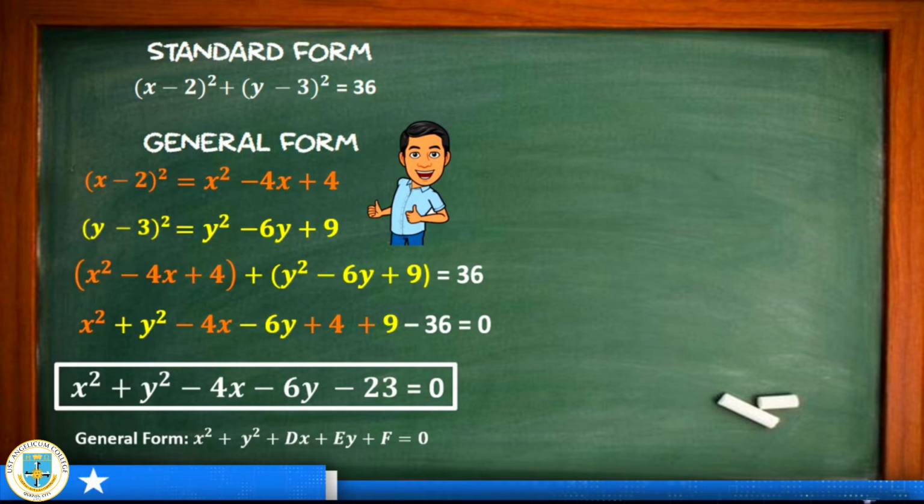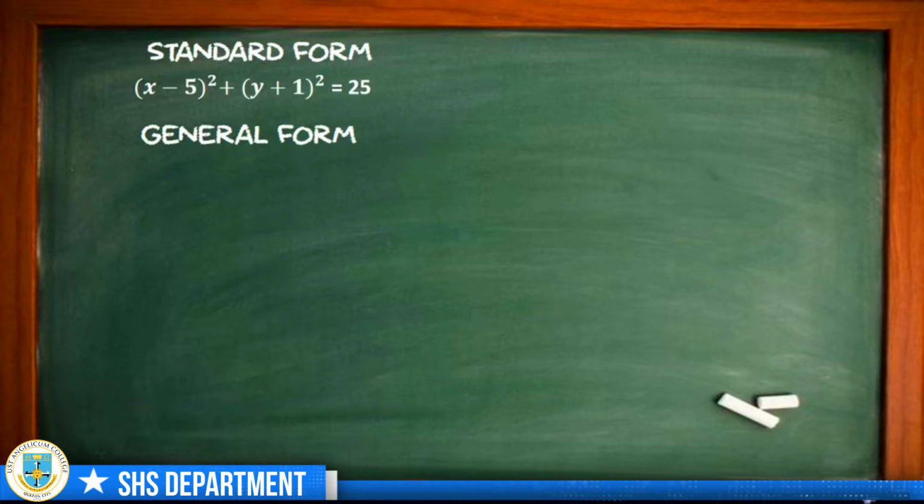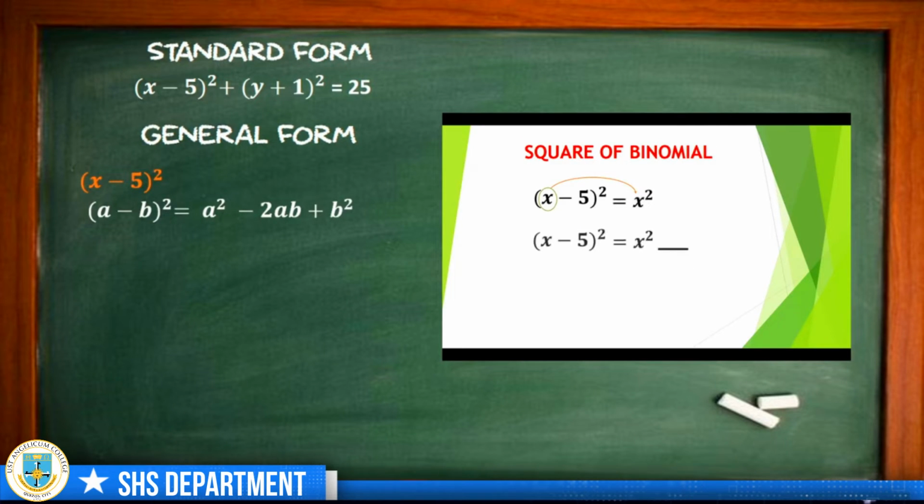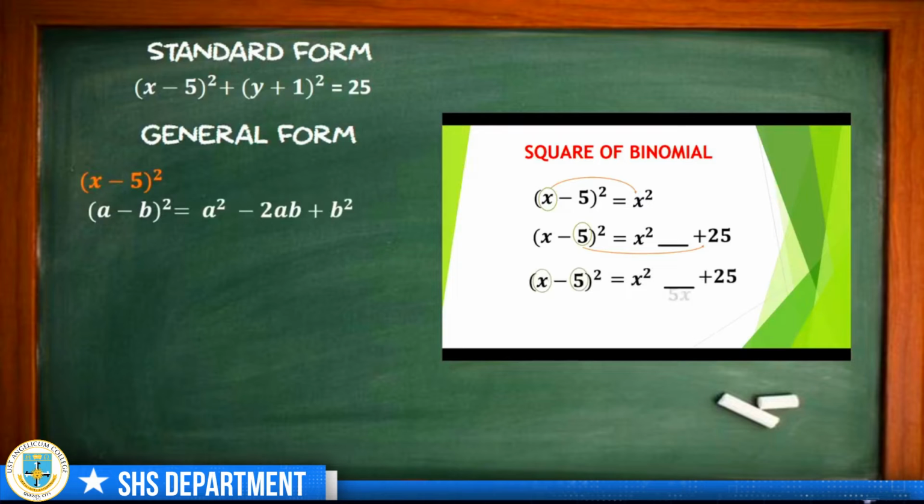Okay, let's try another example. Example number 2. The quantity of x minus 5 squared plus the quantity of y plus 1 squared is equal to 25. So again, we begin with the quantity of x minus 5 squared by applying the square of a binomial. So square of the first term, so square of x is x squared. Square of the second term, so square of 5 is 25. Then getting the product of the first and second term, so 5 times x is 5x.